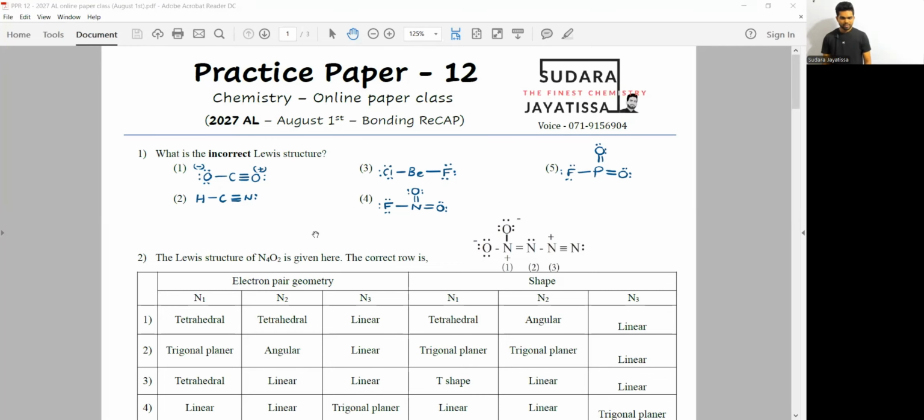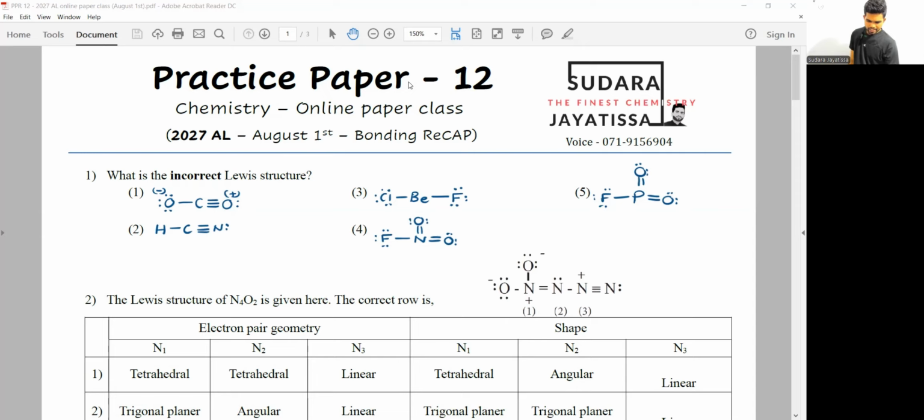Look at the first question. It's asking, what is the incorrect Lewis structure? I got a few answers, so I'm just asking to check. Yeah, the answer is answer 4. The fourth one is the wrong one. Good.